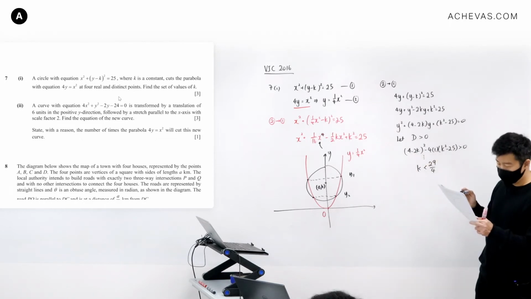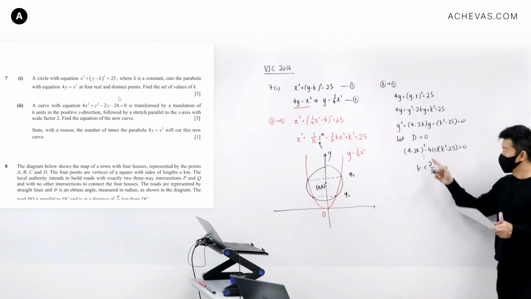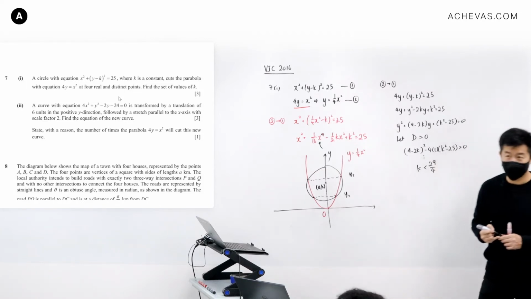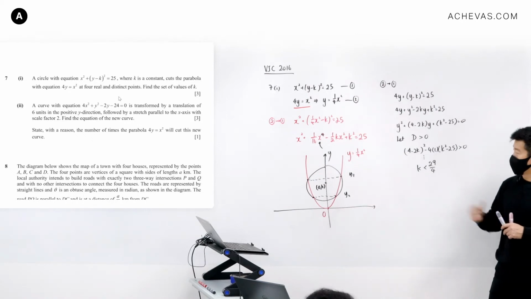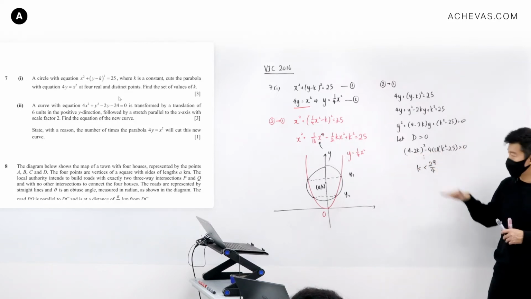We have 4k squared, y squared. Yep, we are going to be left with k less than 29 over 4. This will give me a minus 4k squared, so k squared will disappear. It will become a linear equation. Just trust me, okay?